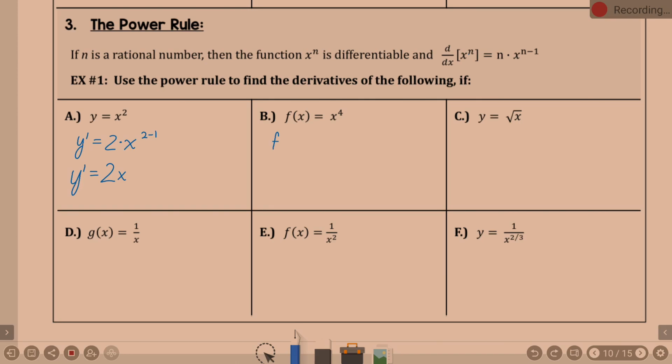F of x equals x to the 4th. I want to know f prime of x.